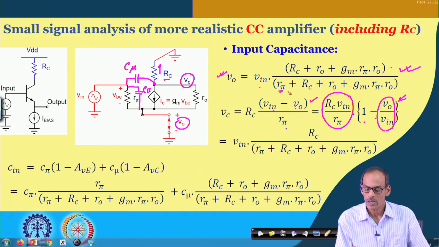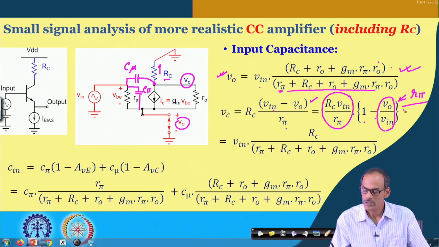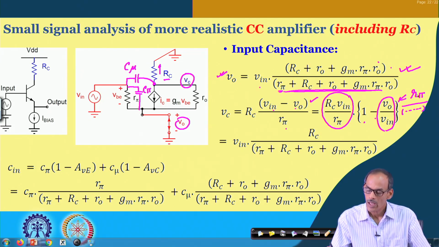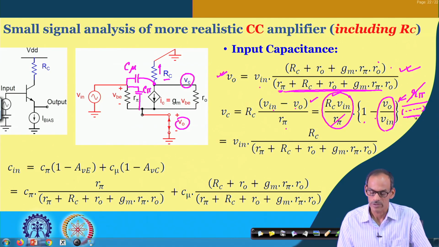In the numerator I will be having this part minus this part, and we will be having R pi in the numerator, and in the denominator whatever the things we do have here, it will be coming there. And in the numerator, this R pi is getting cancelled here. So what we have in the numerator is R C and then V in, and then the rest of the things in the denominator.